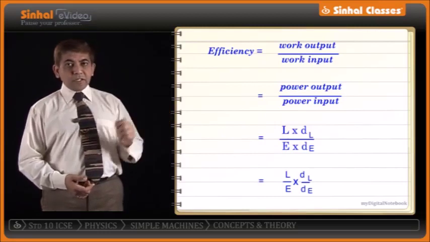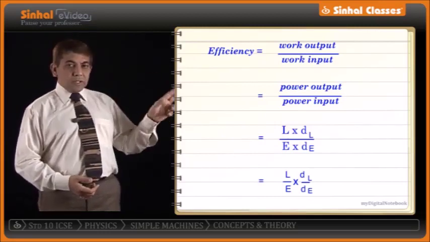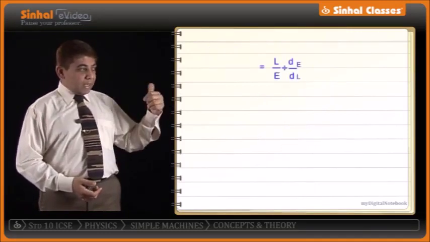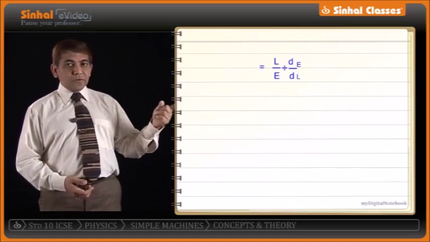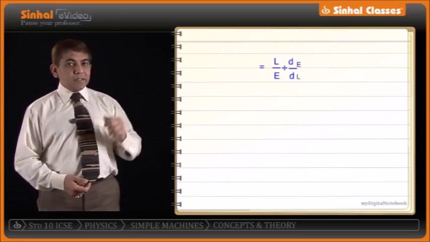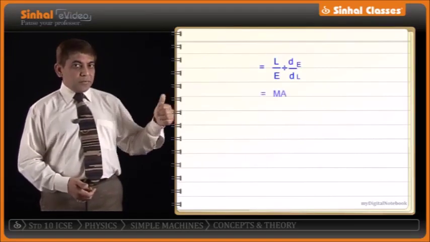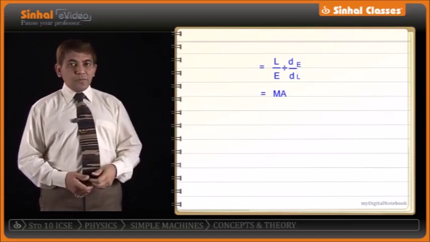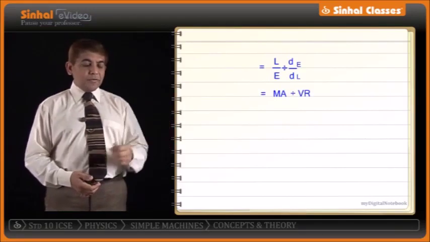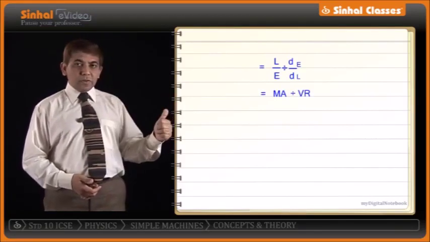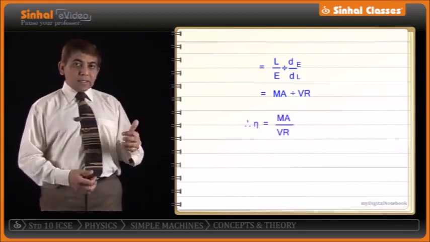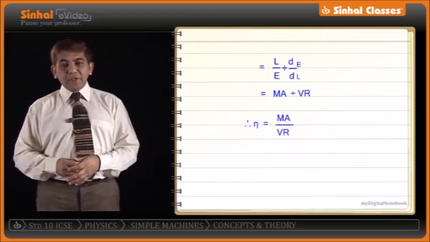Multiplication is reverse division. So I can reconvert this equation as efficiency is equal to load upon effort divided by displacement of effort upon displacement of load. What is load upon effort? Mechanical advantage. What is displacement of effort upon displacement of load? Velocity ratio. So we get the relation between mechanical advantage, velocity ratio and efficiency as efficiency is equal to mechanical advantage upon velocity ratio. We say that an ideal machine is 100% efficient.